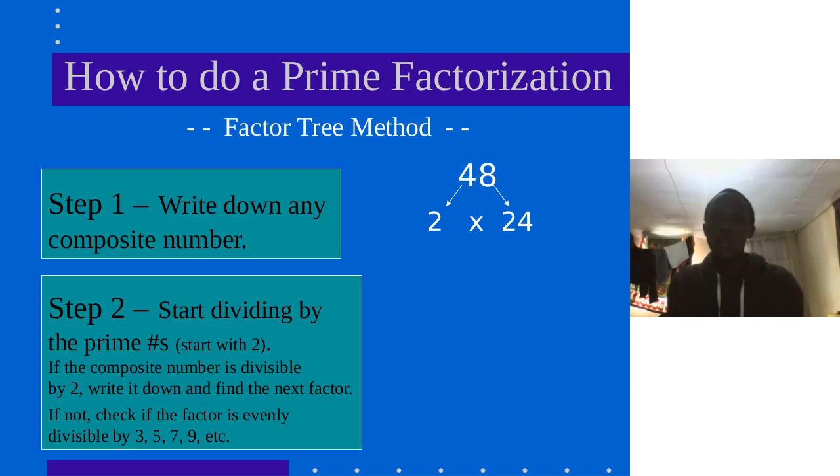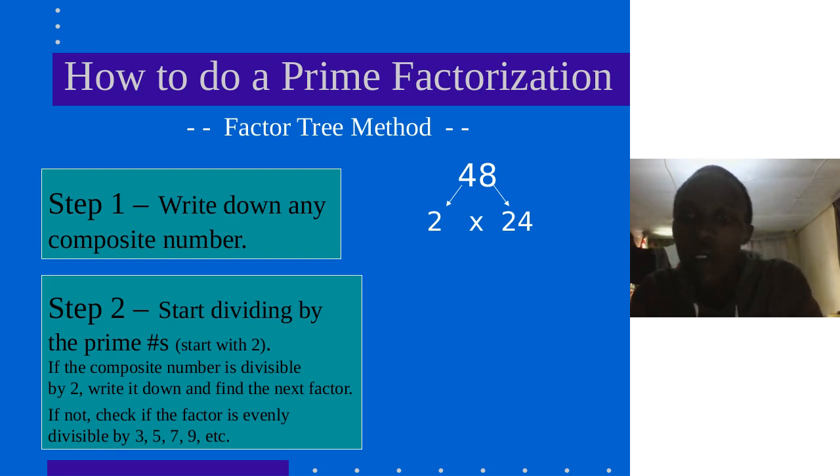How do we do prime factorization? We have different methods. Today we are going to learn the factor tree method. In order to use the factor tree method, there are some steps you have to understand. Step 1, you write down any composite number. Remember, a composite number is a number that has more than 2 factors. Our next step is to start dividing by the primes.